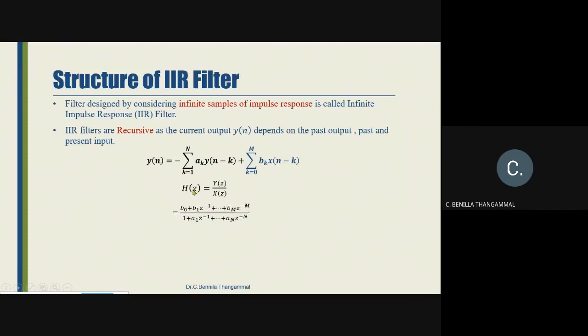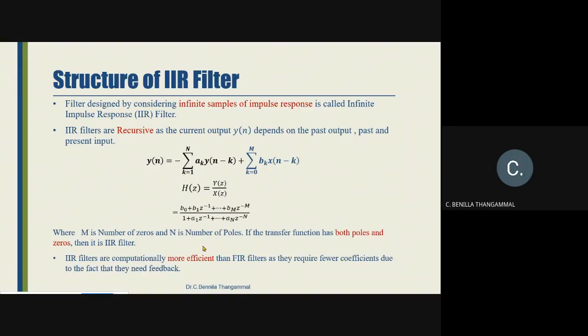The transfer function is given by output divided by input. You can write it in terms of coefficients as b0 plus b1 z inverse, and it goes on till b suffix m z power minus m, and in the denominator it is 1 plus a1 z power minus 1, and it goes on to an z power minus n, where m is the number of zeros and n is the number of poles. So in an IIR filter, both poles and zeros are there in the transfer function.